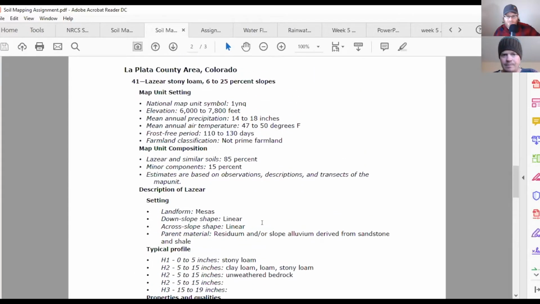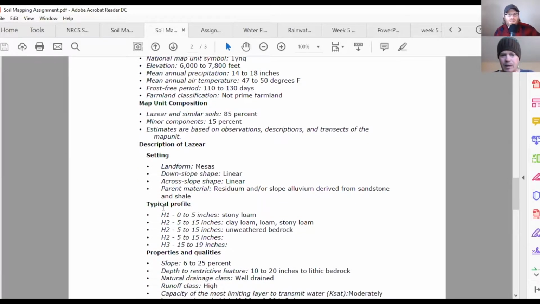Again, you get stony loam, 6 to 25% slopes. So immediately I have an idea about how steep the land is and the soil texture, and then the map unit, if other similar map units could come up for my other soils. And then the horizons. This one doesn't have the actual ABC horizons with it. It just has H1, H2, H3. But stony loam, clay loam, and loam, and stony loam, and then unweathered bedrock.